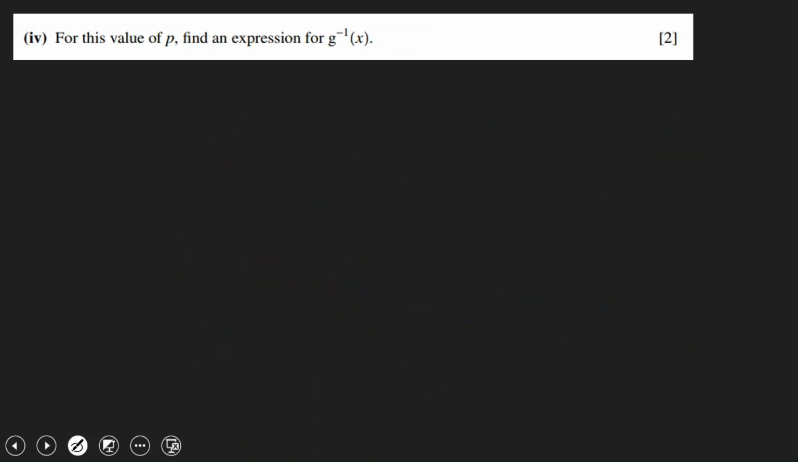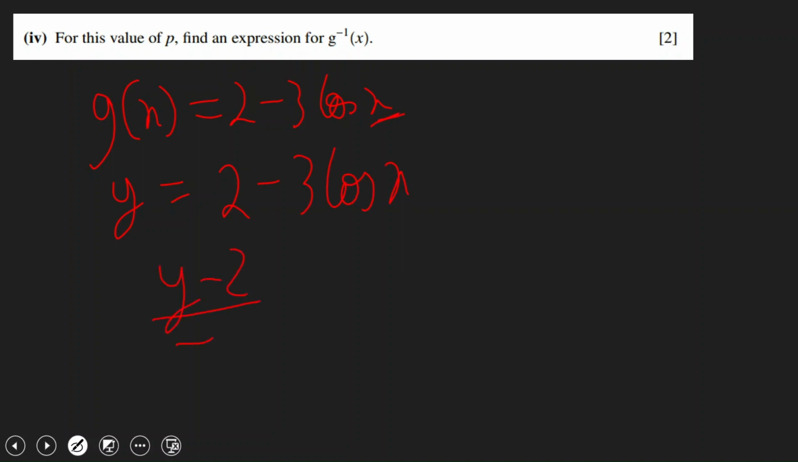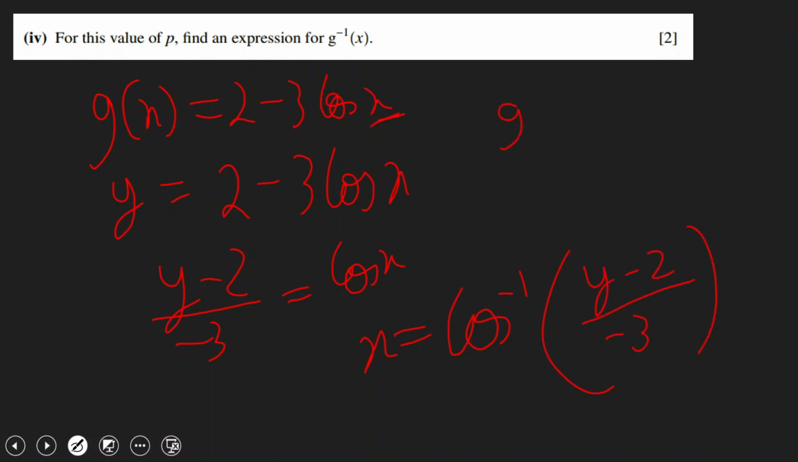So we know that g of x is equal to 2 minus 3 cos x. The best way to approach this, in my opinion, is make y equal to this and make x the subject of the formula, which is going to be y minus 2 divided by minus 3. So y minus 2 divided by minus 3 is equal to what? Cos x. So x is equal to what? Cosine inverse of y minus 2 divided by minus 3. Now g inverse of x can be written as cosine inverse of x minus 2 divided by minus 3. So that's going to be the answer for the expression for the inverse of the function.